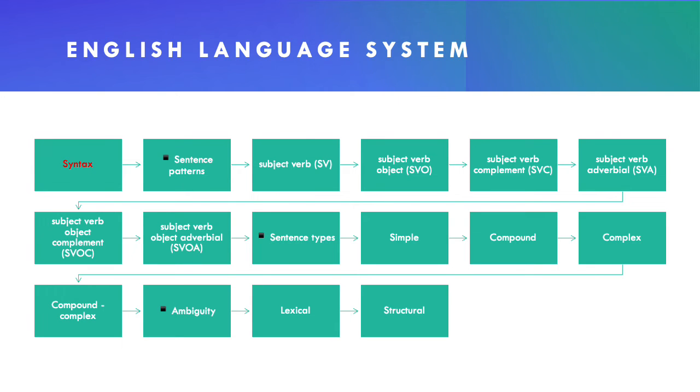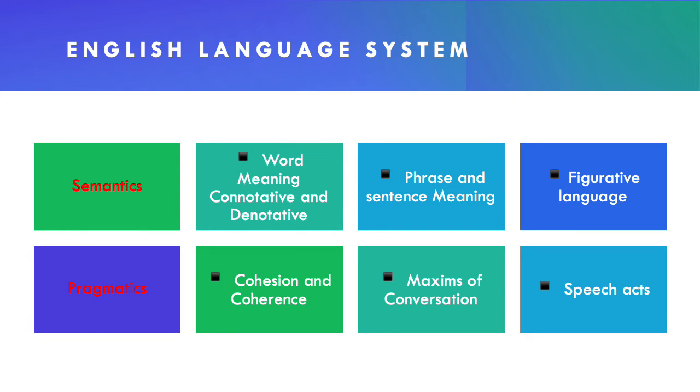From sounds or phonology and words or morphology, we also will be looking at syntax or sentence. There are 2 sociocultural branches stemming from the study of the English language system, which are semantics or linguistic meanings and pragmatics or association of meanings.